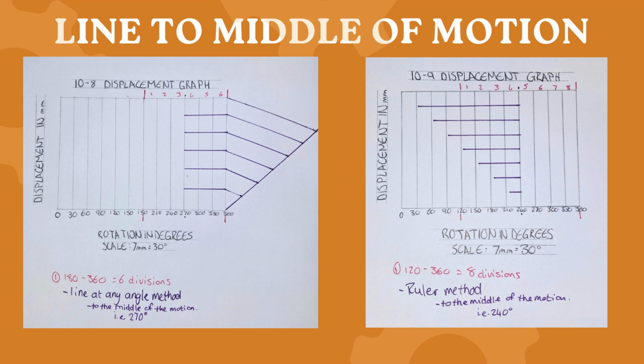Here is the line to the middle of the motion examples. On the left is the same for 10.8. I projected the division markings to the middle of the motion at 270 degrees on my displacement graph. On the right is 10.9's example. I projected the markings I made to the middle of the motion, which is 240 degrees.